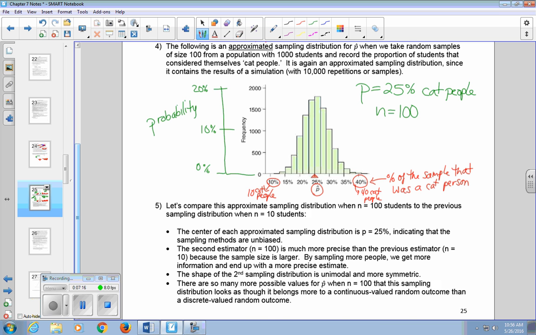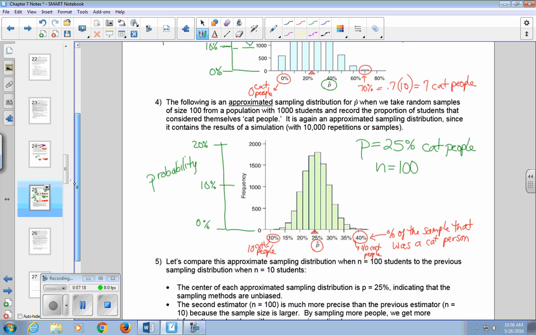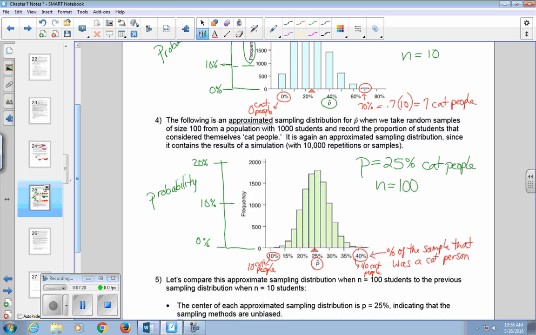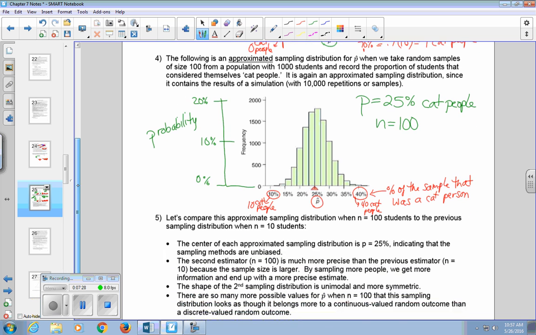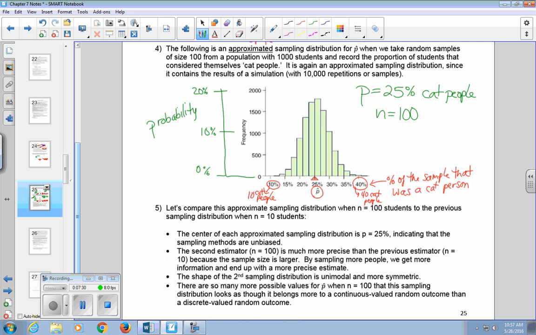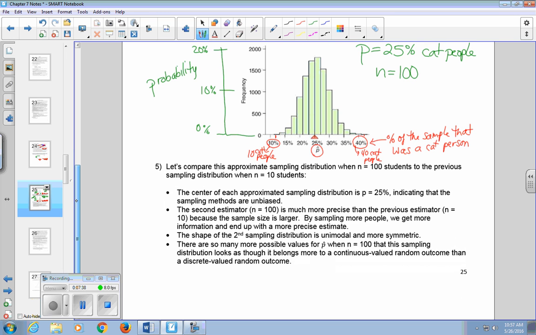So I'm going to go back up to both of these, see what I mean by more precise. So keep in mind up here that this went from 0% up to 70%. And the second one, when the sample size was larger, looks like it starts maybe around 12%. And it looks like there might be a bar right there at about 45%. So a little bit less spread, a little bit more precise estimates in the second sampling distribution.